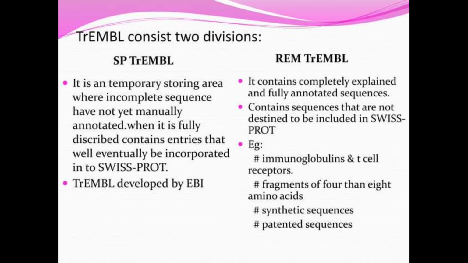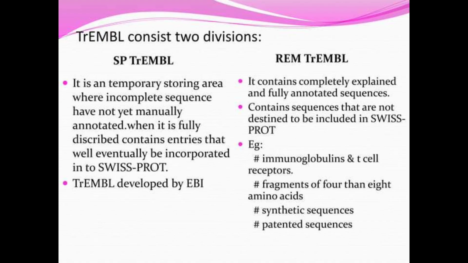TrEMBL consists of two divisions, that is SP-TrEMBL and REM-TrEMBL. SP-TrEMBL is a temporary storage area for incomplete sequences which are not yet manually annotated; when fully described, they are eventually incorporated into Swiss-Prot. TrEMBL is developed by the European Bioinformatics Institute.